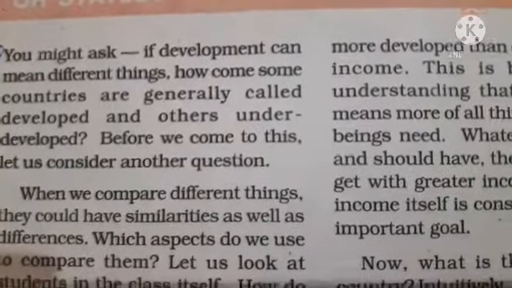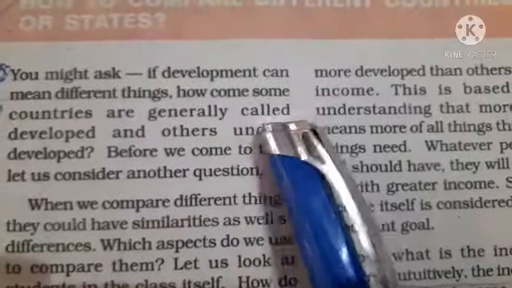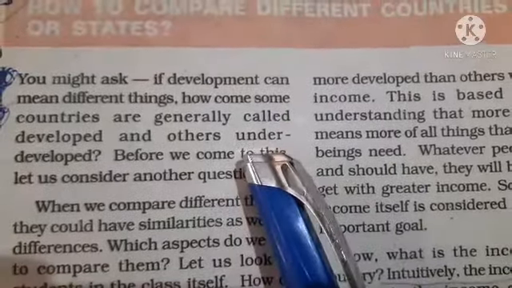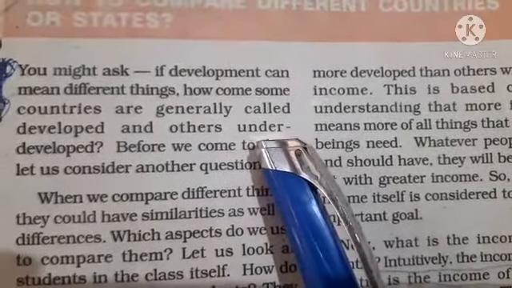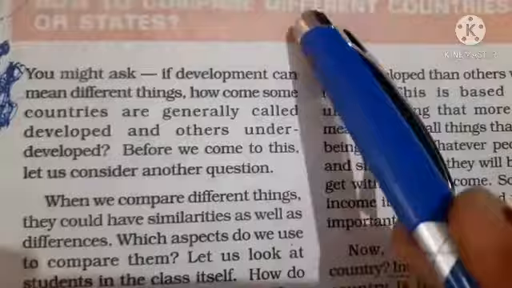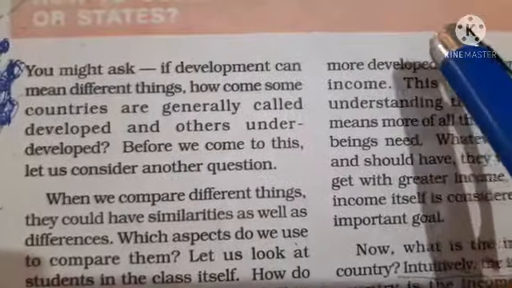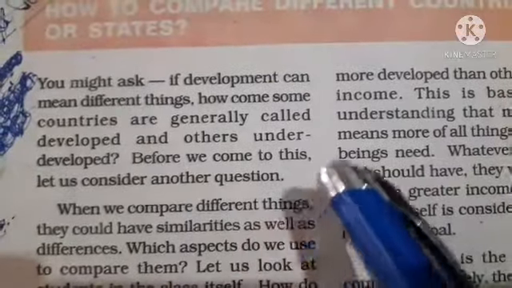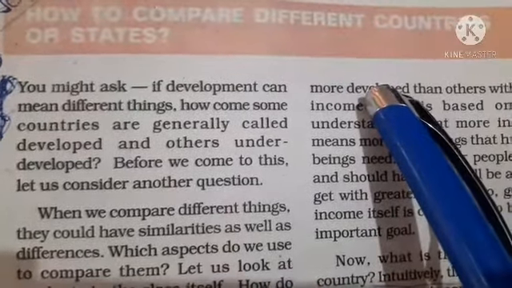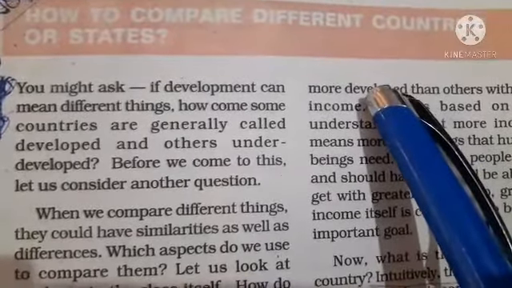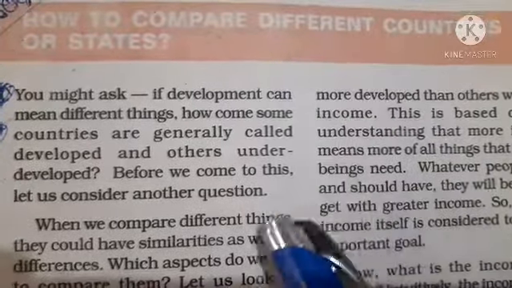So you might ask, if development can mean different things, how come some countries are generally called developed and others underdeveloped? When we talk about the countries in the world, we mainly divide them into three categories. The first category is developed countries. Second is developing, meaning those countries which are in the process of development, and underdeveloped, which have not yet started the process of development.